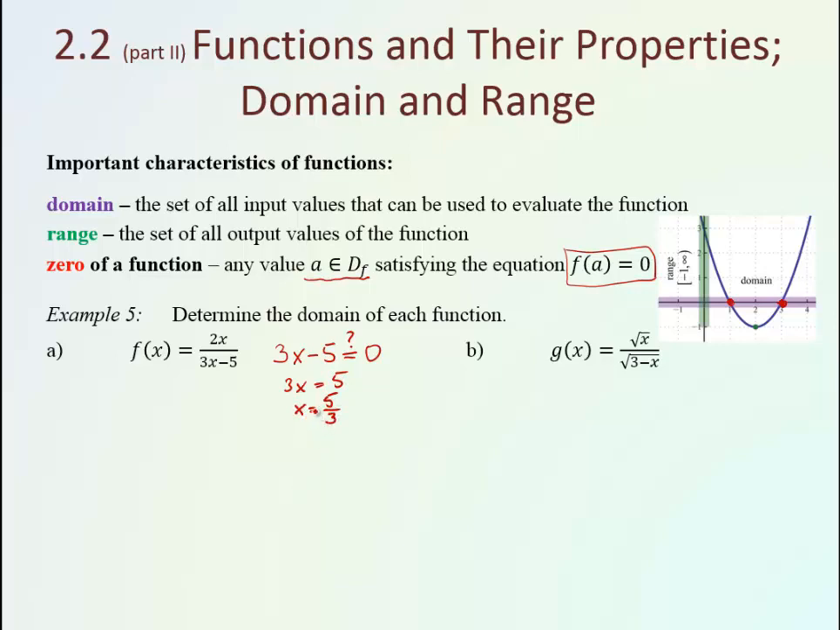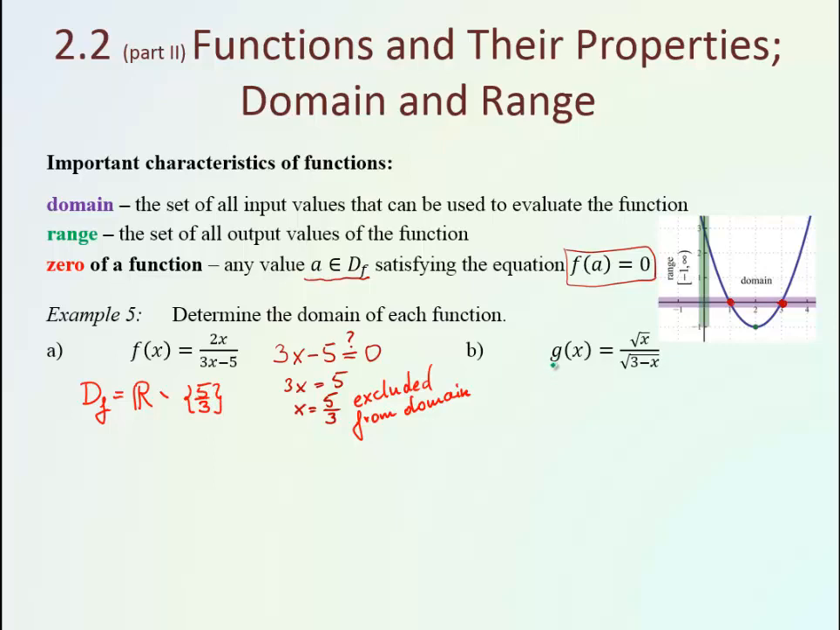So if x is 5/3 and I try to plug it into the expression, the denominator of this expression will become 0, and since we can't divide by 0, we are unable to evaluate the function value at the point 5/3. Therefore, 5/3 has to be excluded from the domain. Meaning that the domain of f is all real numbers, but not 5/3.